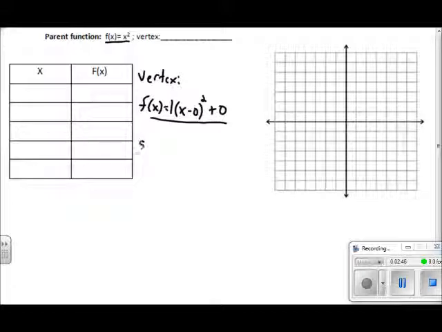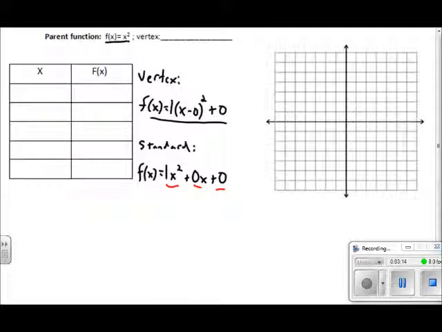If we wanted to see it in standard form, again we'd have f of x equals ax squared plus bx plus c, or ax squared plus 0x plus 0. Because our b and our c are just 0, we're only left with this x squared. So that's how it looks.